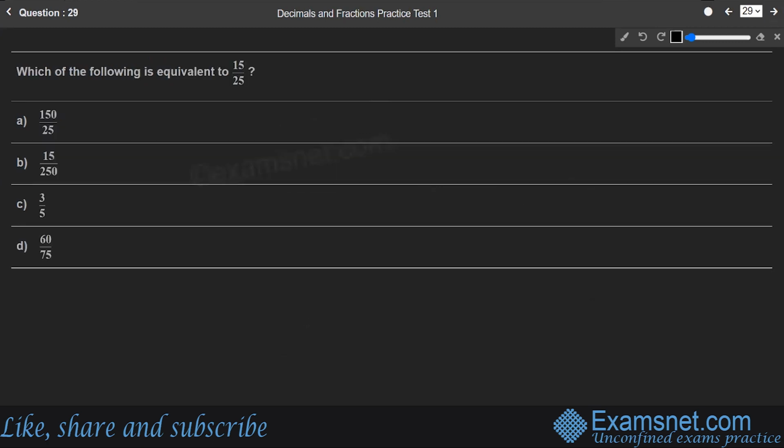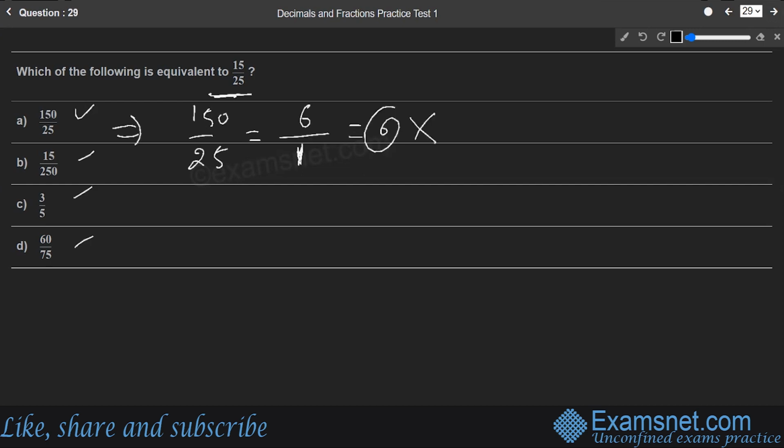Okay, which of the following is equivalent to 15 by 25? So clearly we are supposed to check the options, and whichever comes equal to 15 by 25 will be our right answer. So let us check 150 by 25. If we cut it like that, 150 has a 0 there. If you cut it by 25, 25 sixes are 150 and 25 ones are 25, so it's coming as 6, which is nowhere close to 15 by 25.